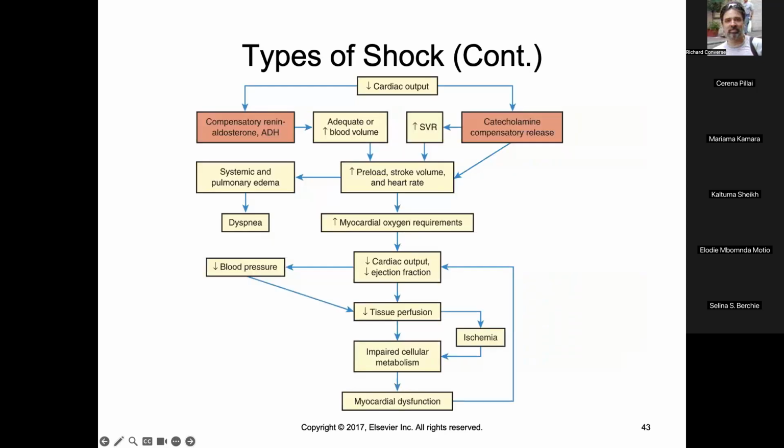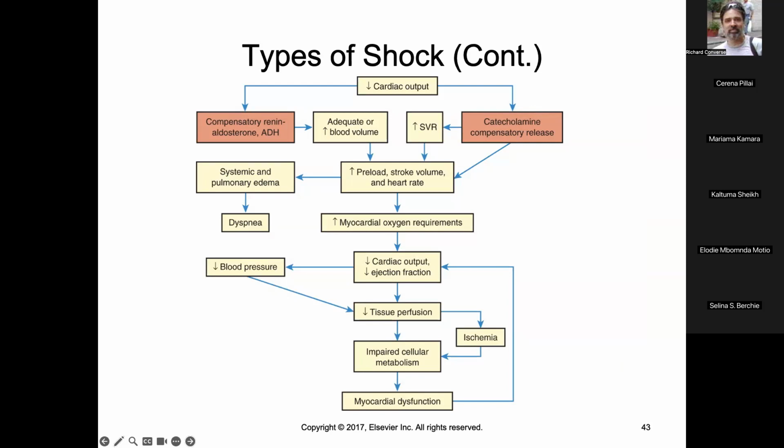So we can see the different types of shock, right? We've got a reduction in cardiac output, all right? So either we're dropping the heart rate or the stroke volume. We see compensatory renin-angiotensin-aldosterone kick in, and then we see the sympathetic division of the autonomic nervous system kick in.